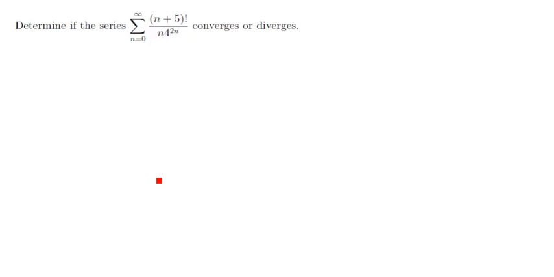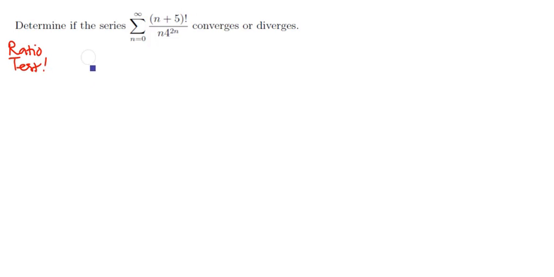Determine if the series summation n going from 0 to infinity of (n plus 5)! over n times 4 to the 2n converges or diverges. Well, the first thing to notice about this series is that factorial. So there's no underlying function, but the ratio test can be applied.